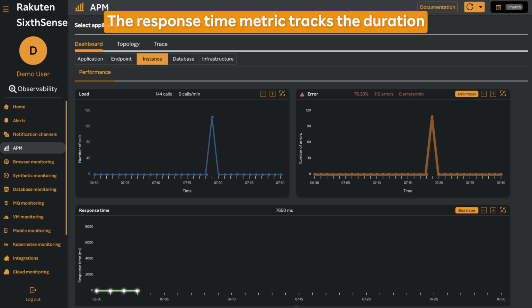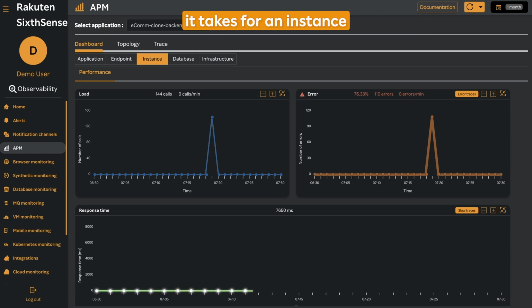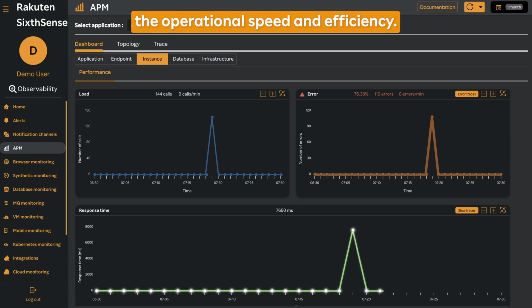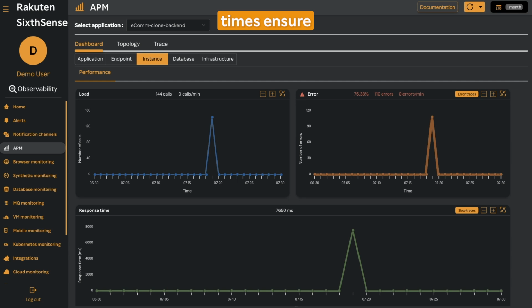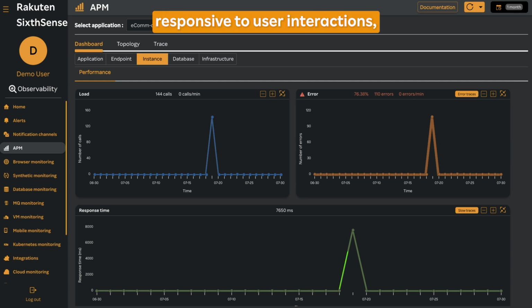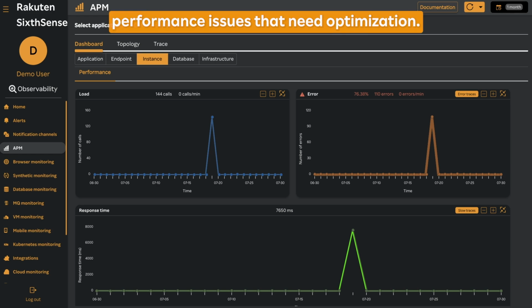resolution. The response time metric tracks the duration it takes for an instance to process requests, essential for evaluating the operational speed and efficiency. Optimal response times ensure that the application remains responsive to user interactions, whereas longer response times could indicate performance issues that need optimization.